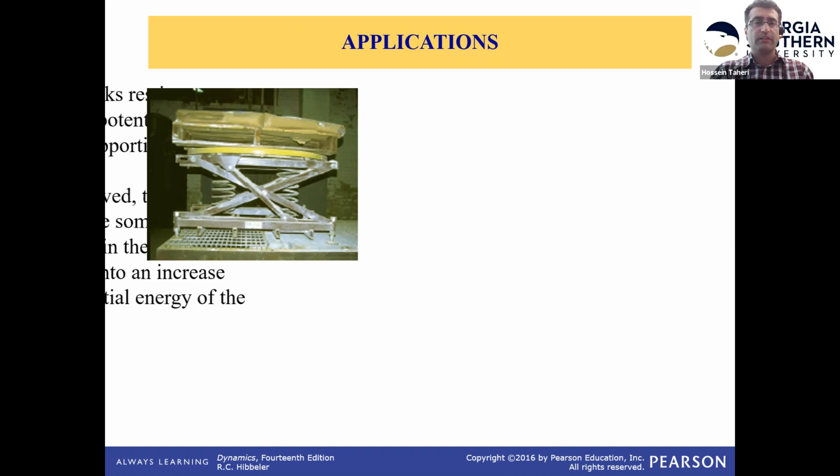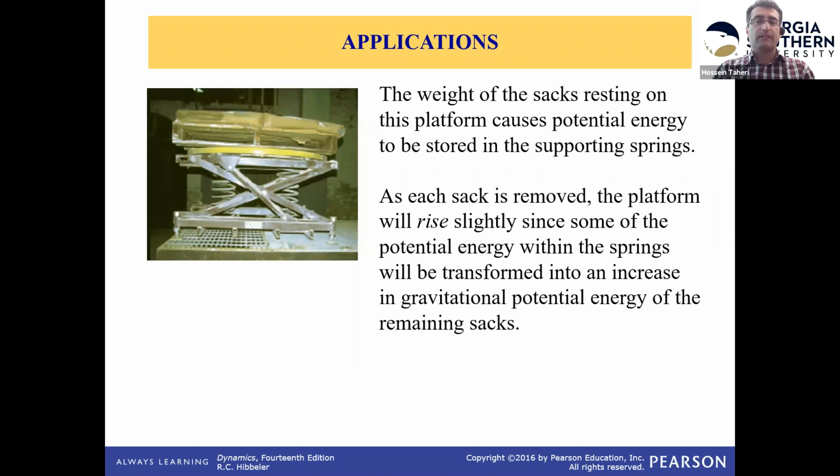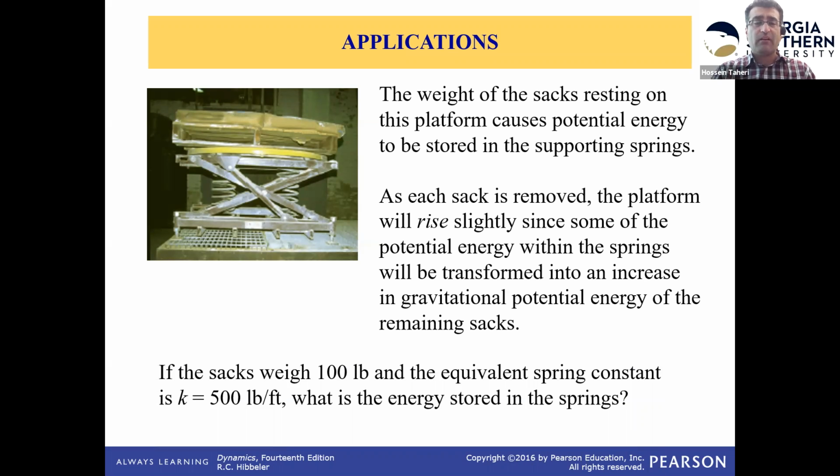As you can see, there is a spring here that holds some weight. The weight of these sacks on this spring is resting on that platform, which causes some potential energy to be stored in the spring supporting that structure. If you start removing these loads, the platform is going to rise slightly, since some of this potential energy in the spring is going to transform into increased gravitational potential energy of the load. There is some conversion of energy happening here. Let's say you have 100 pounds and the spring constant equals 500 pounds per foot. What is the energy you have in this situation?